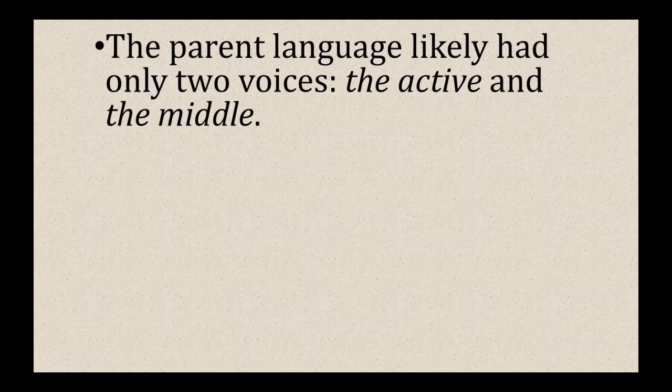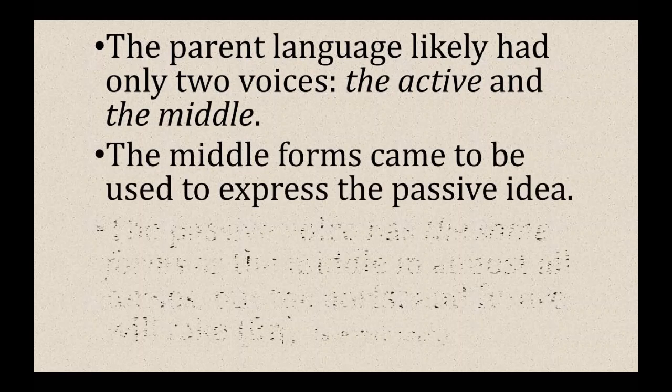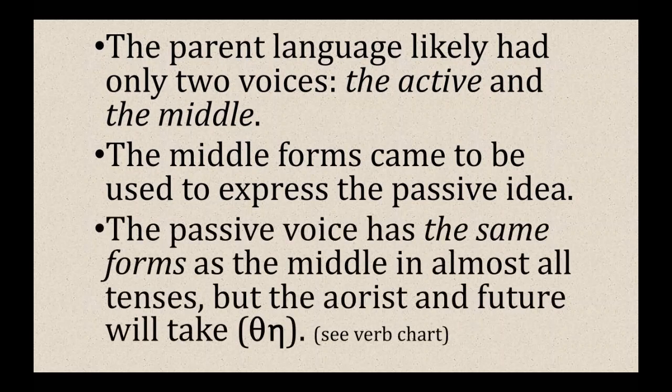The parent language likely had two voices, active and middle. The middle forms then came to be used to express the passive idea. And the passive voice has the same forms as the middle in almost all tenses except for aorist and future. They will take the theta eta.